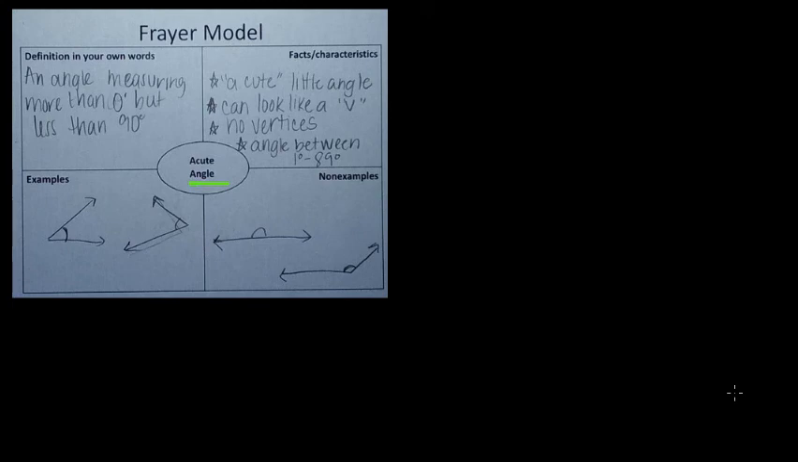So let's start with the acute angle. An acute angle, if you wanted to define it, would be an angle measuring more than 0 but less than 90 degrees. Okay, so it's got a range there. Some little facts and characteristics that could help you: you could call it the word acute, split into 2 syllables, a-cute, so you can call it a cute little angle. Okay, so it's the little one.